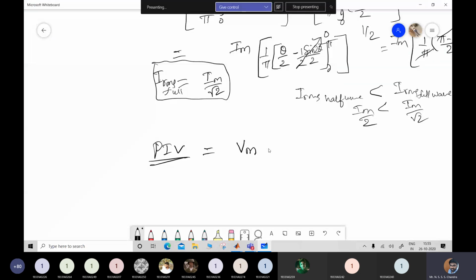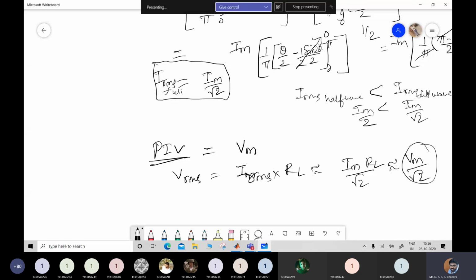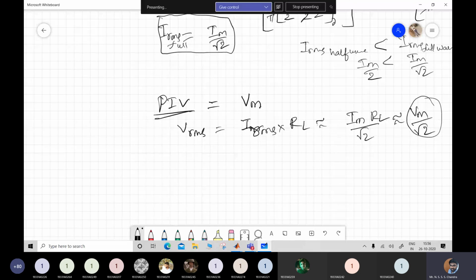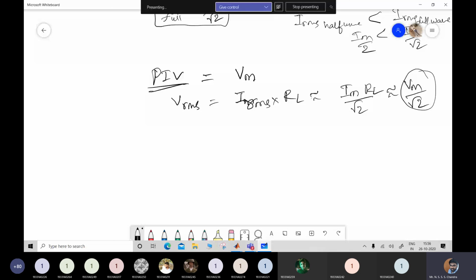Because you got the IRMS, I can also write the VRMS value. VRMS is equal to IRMS into RL, which is nearly equal to Im RL by root 2, which is nearly equal to Vm by root 2. So VRMS is equal to Vm by root 2, the output voltage. With this I'll end this.